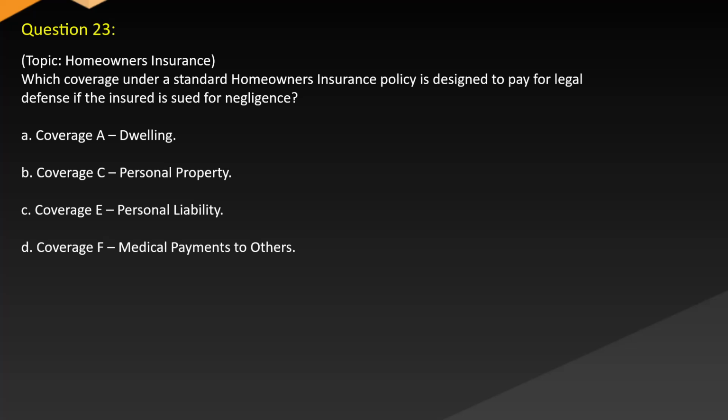Which coverage under a standard homeowners insurance policy is designed to pay for legal defense if the insured is sued for negligence? A. Coverage A, Dwelling. B. Coverage C, Personal property. C. Coverage E, Personal liability. D. Coverage F, Medical payments to others.